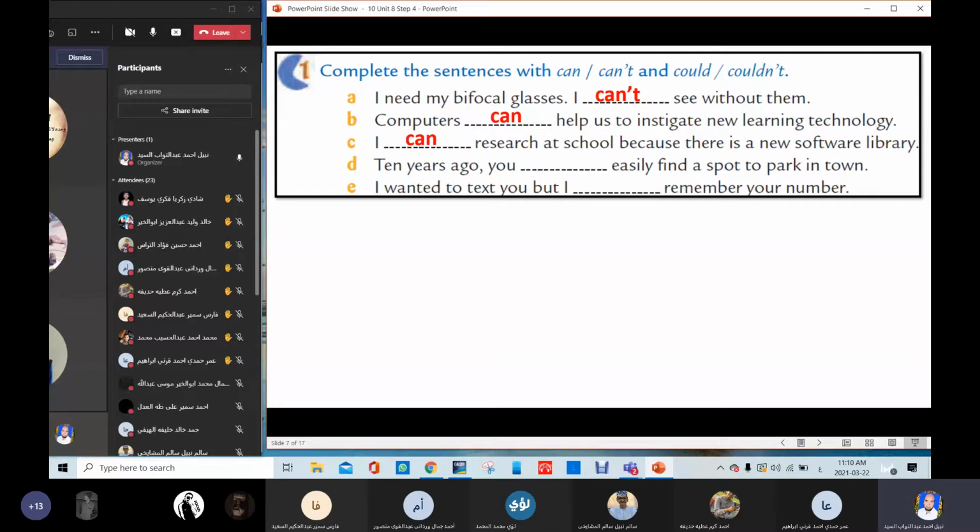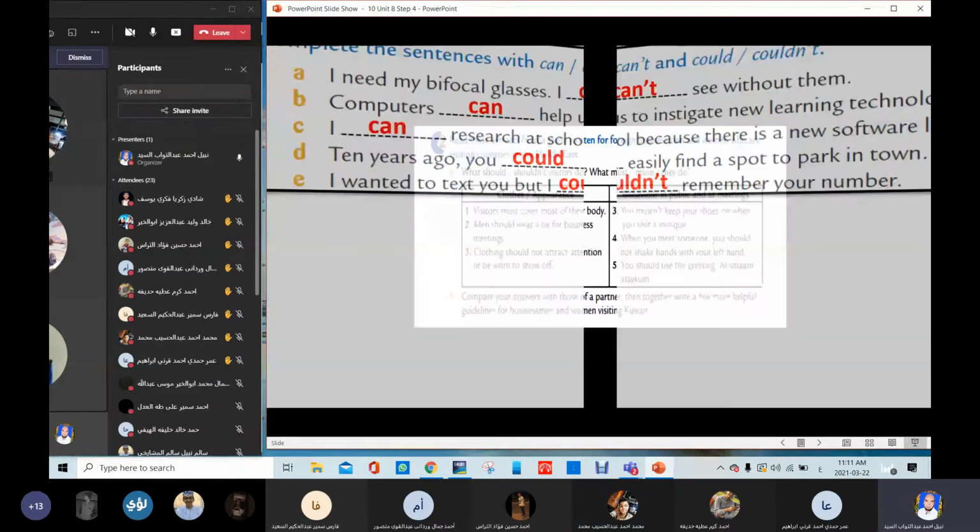Ahmed Altras. 10 years ago, you could easily find a spot to park in town. You could. Thank you, Ahmed. Okay, Muhammad Abdul Hasib. I wanted to text you, but I couldn't remember your number. Thank you so much. Yes, excellent. Excellent, guys. Well done. Okay.